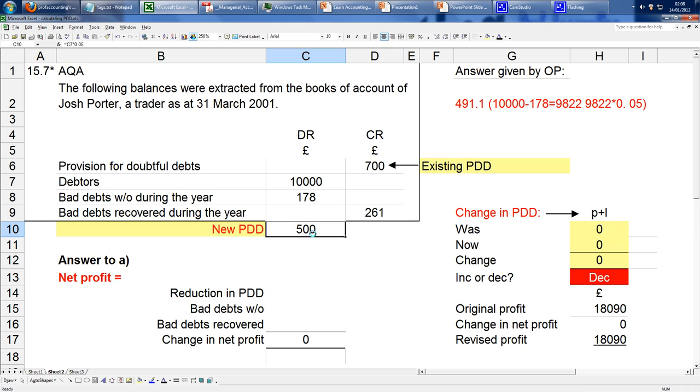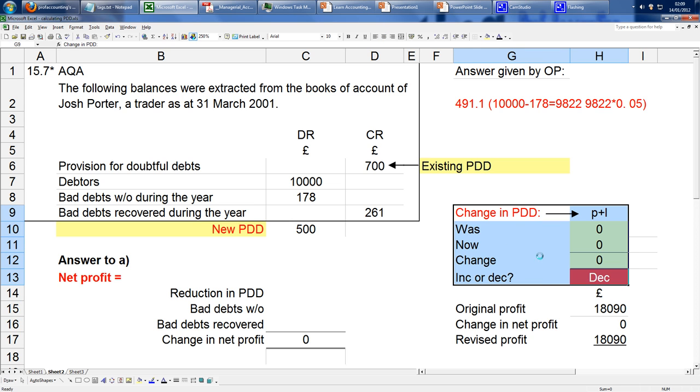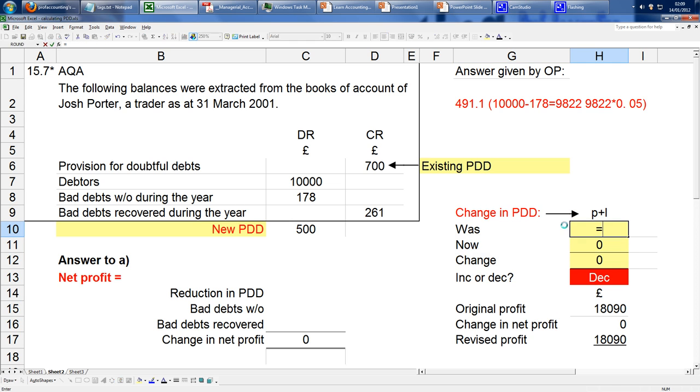So this question is purely about this topic rather than producing the final accounts. If PDD, which is correctly calculated now as £500, is the new PDD, the £700 there is called the existing. We have to know that anything in the ledgers regarding PDD is the existing PDD. The next section is to work out the change. A little method I use here was the existing, which is 700, and the new, so it's a change of £200.